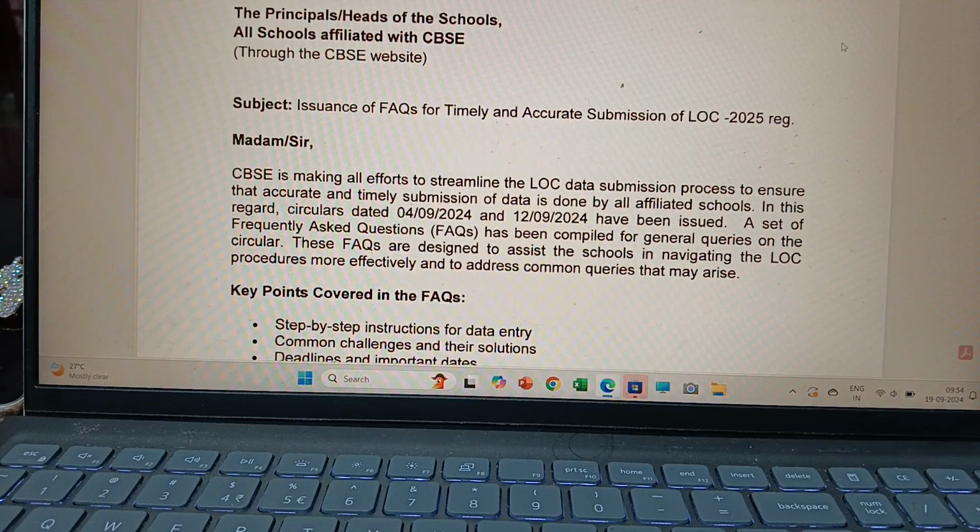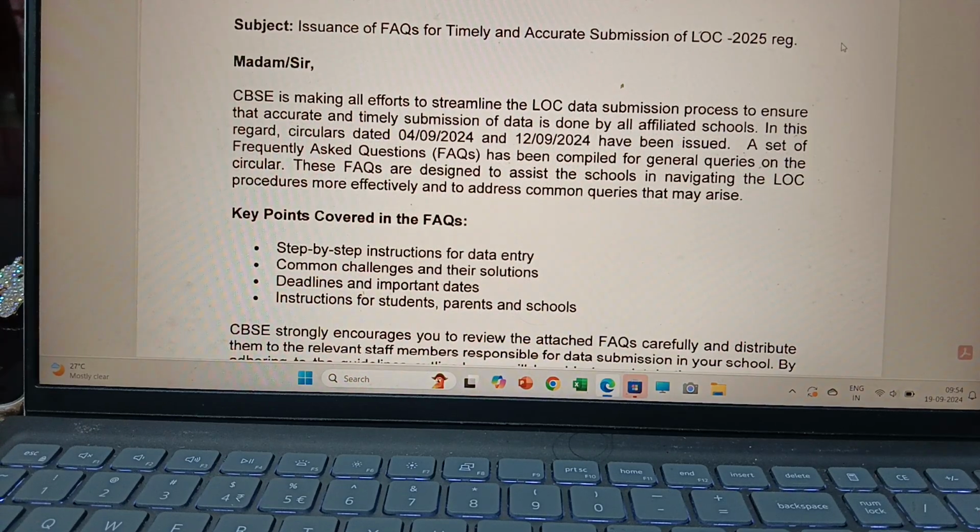Madam or sir, CBSE is making all efforts to streamline the LOC data submission process to ensure that accurate and timely submission of data is done by all affiliated schools. In this regard, circulars dated 4th September and 12th September have been issued, regarding LOC submission and registration. A set of frequently asked questions has been compiled for general queries on the circular. As I have seen, about 46 questions and answers have been given in this circular.